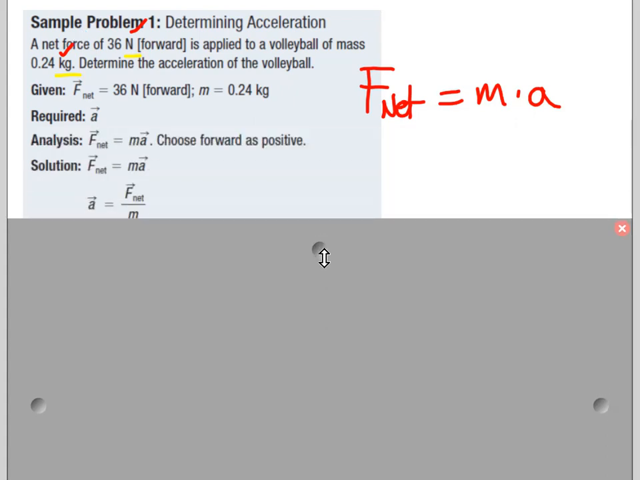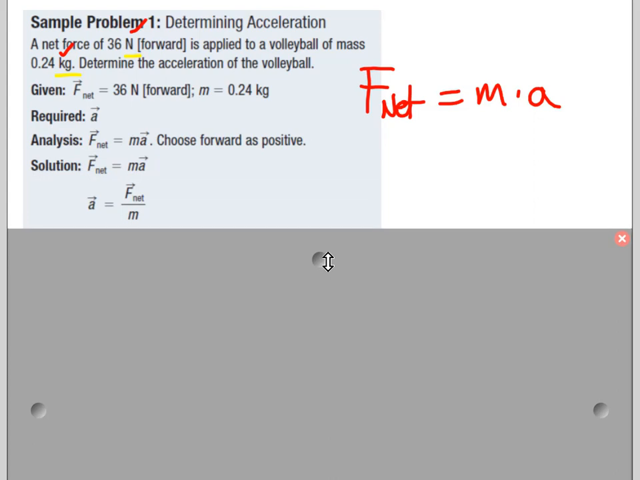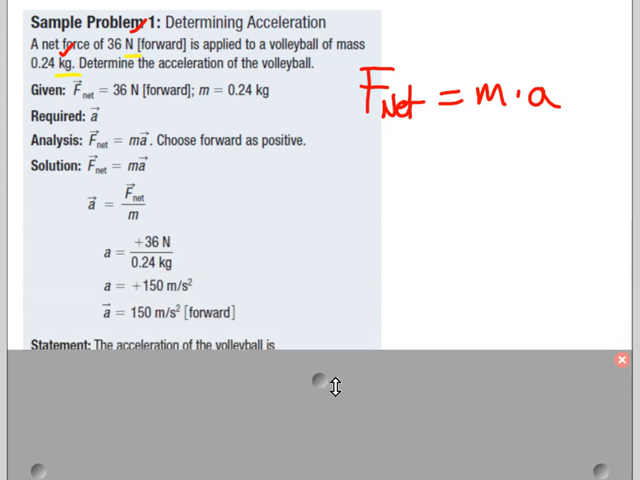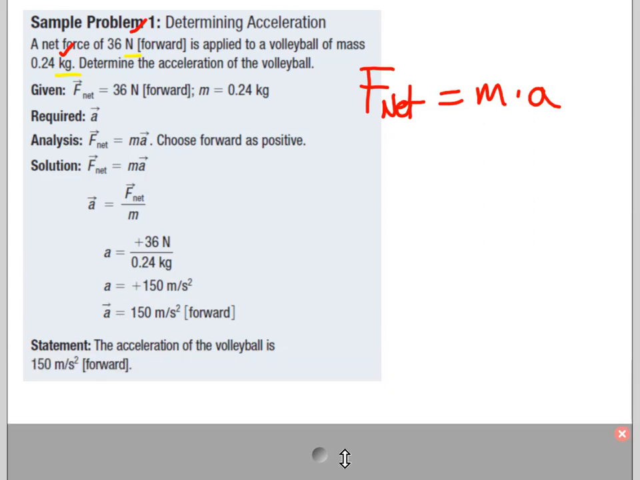So there's my equation. I can rearrange it, or I can put the numbers in now, whatever I like, and then I just do the division and come up with an acceleration of 150 meters per second squared forward. That's a really big number, but you have to remember the force applied to the volleyball is only for a very small fraction of time, so it's not going to be coming out of there like a rocket ship. That'd be a very dangerous volleyball game.